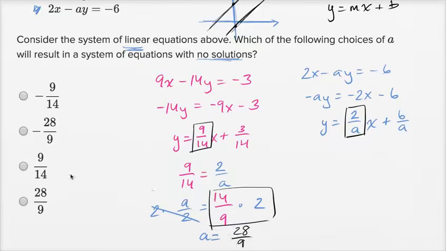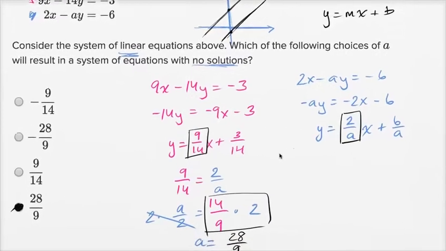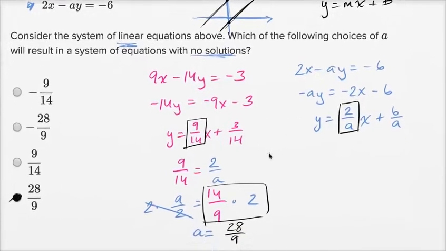If I'm under time pressure, I already see a choice that's looking pretty good. But if we really want to care that, if a is 28 over 9, these two things are going to have the same slope, let's make sure they don't have the same y-intercept. I wouldn't do this if I was under time pressure, but just to feel good about it.